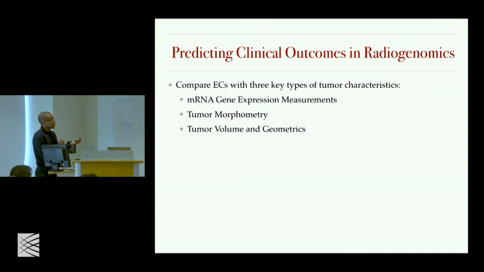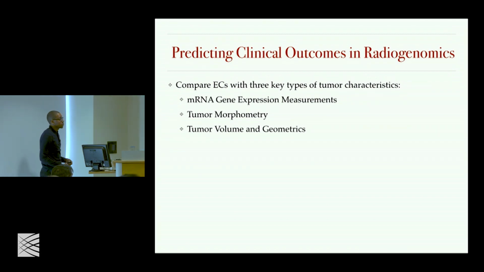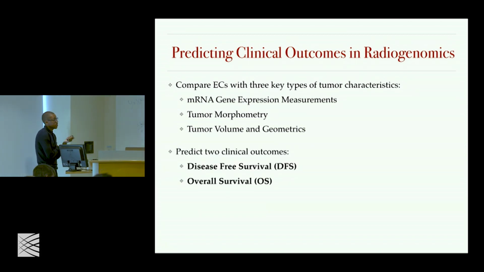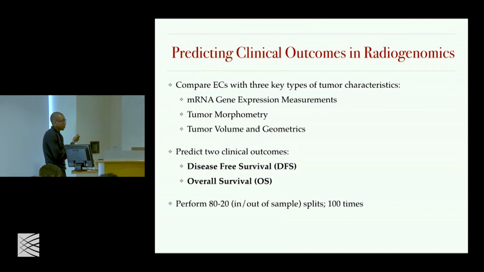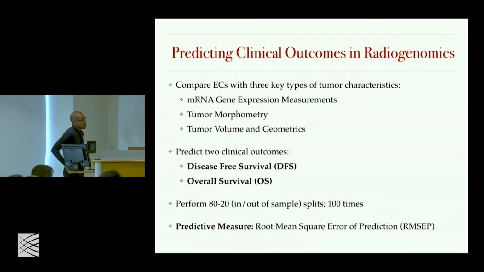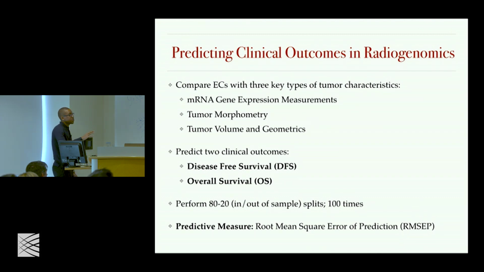Like I just mentioned, we're going to compare this Euler characteristic idea to 3 key types of tumor characteristics: mRNA gene expression, tumor morphometry, and tumor volume and geometrics. We're just going to do this to predict disease-free survival and overall survival. To perform our prediction, we do an 80-20 training-testing split, repeated 100 different times, using root mean squared error for prediction. Before you jump on me with questions about the biology and all this other stuff, I just want to mention that we're using this as a springboard because it really motivated me to think about things moving forward.